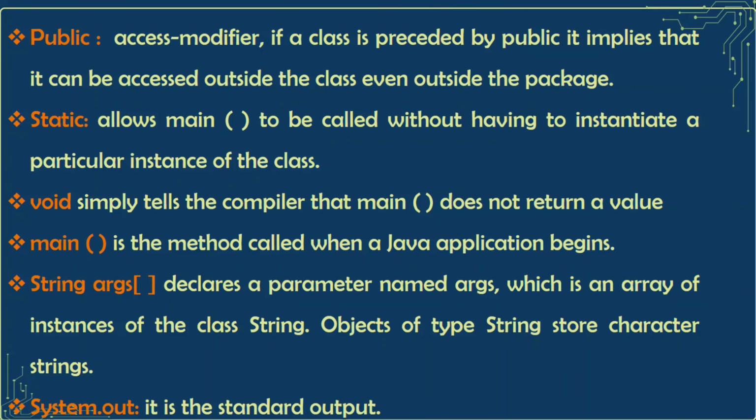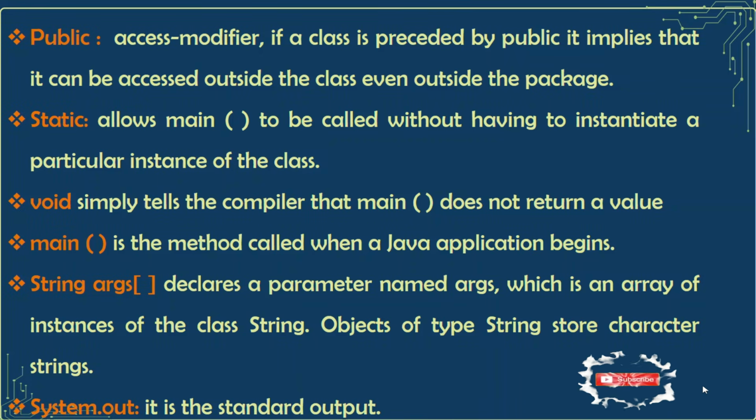The other is void. It's a return type, which means the main method is not going to return any value. This main method will be called when a Java application begins, as it is the starting point of program execution. So it's called when the Java application begins.